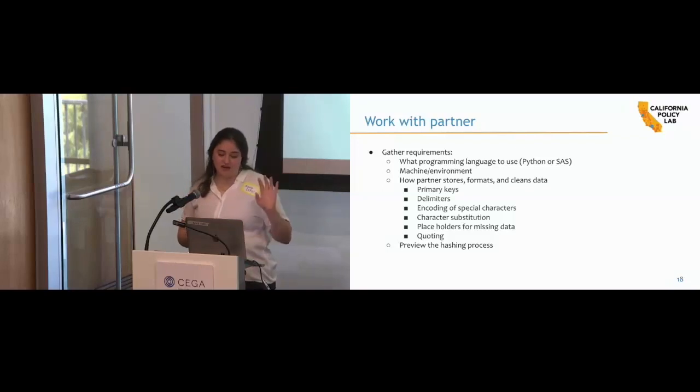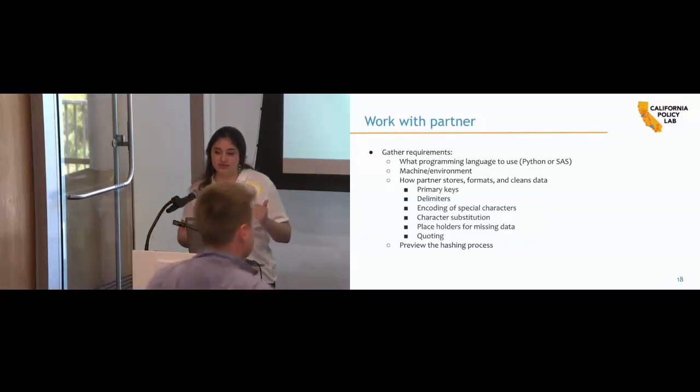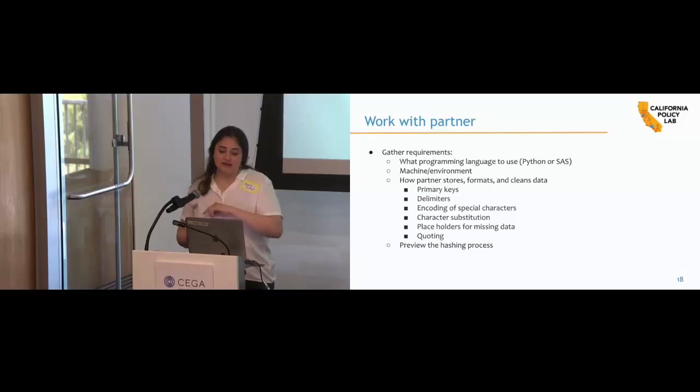Another thing is, are they doing any character substitutions before it gets to you? Do they have any placeholders for missing data? So for instance, if a partner puts 9999 on a missing field, you don't actually want to hash that value because once it's hashed, you cannot actually see what the actual real value behind that is. So you want to know these things before you begin this process. We also put quoting. We can go more in detail if that's of interest to folks. Essentially, if you don't know what this is, it might cause differences in the amount of records that it's reading when you're trying to hash the data. And then finally, again, preview the hashing process with them.